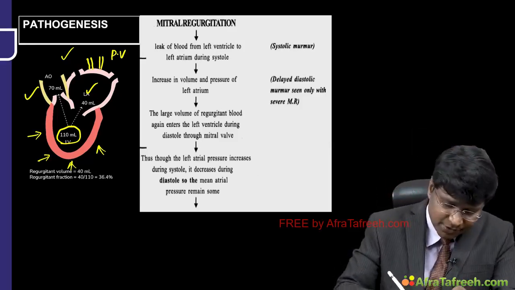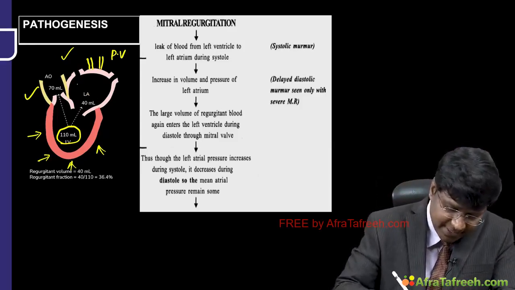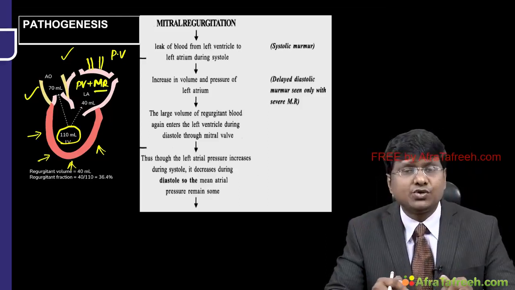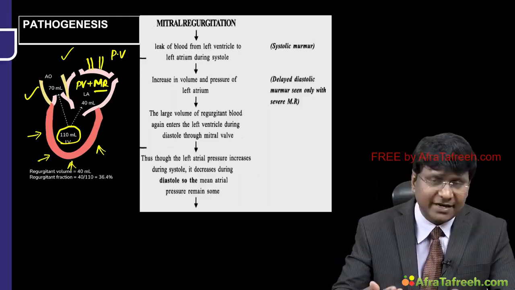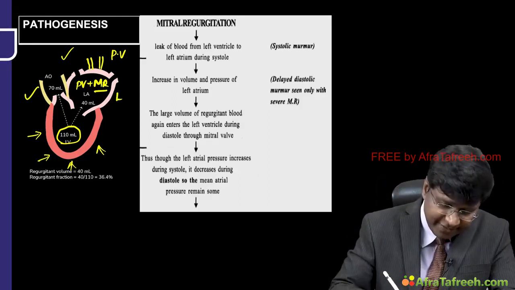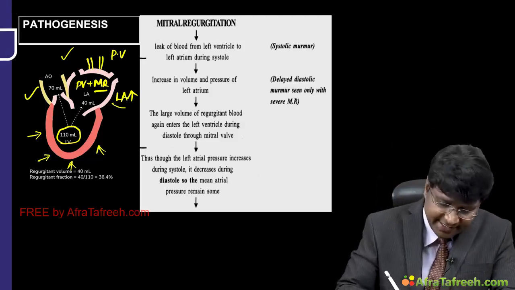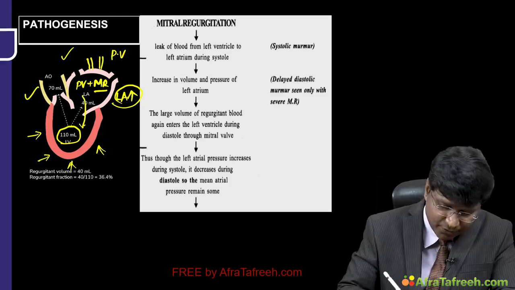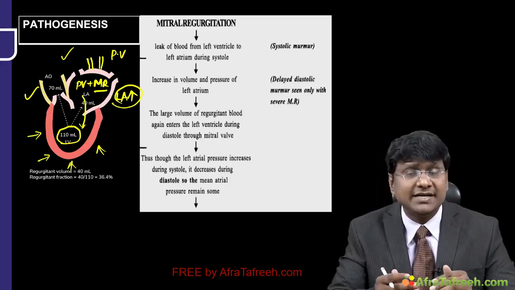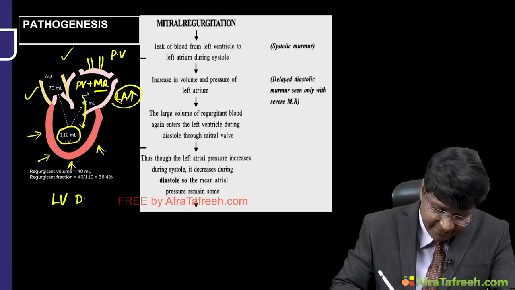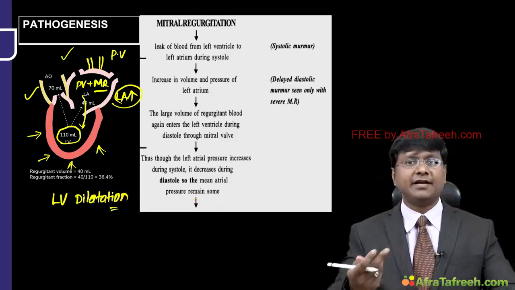But in MR, what is happening? Along with the pulmonary venous blood, you also have the presence of the MR blood. So what will happen to your left atrial volume? The left atrial volume increases. As the left atrial volume increases, that increased volume returns back to the left ventricle. Once that happens, there will be left ventricular dilatation.